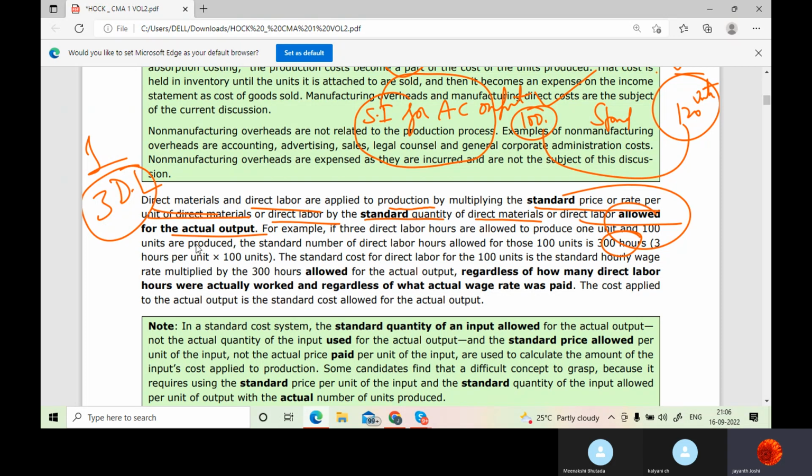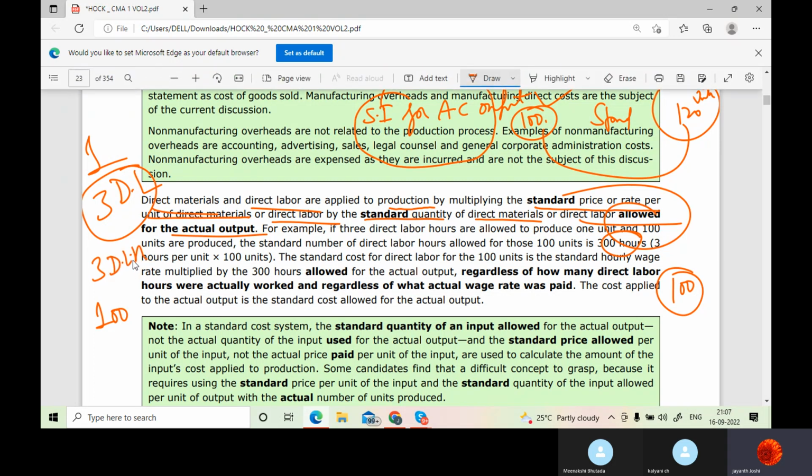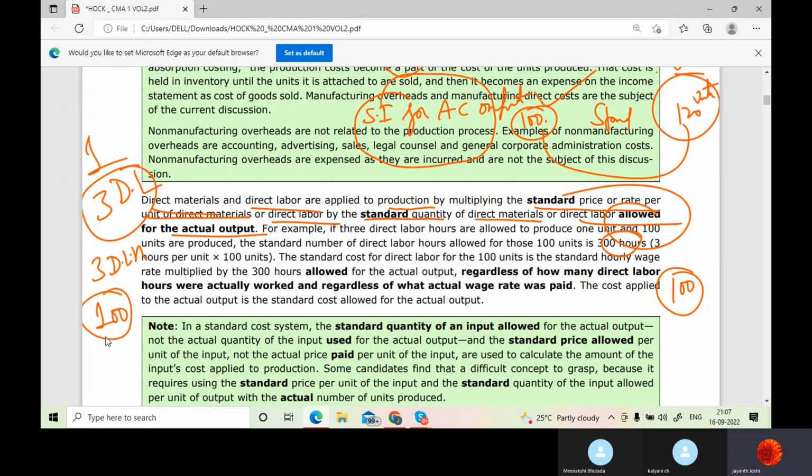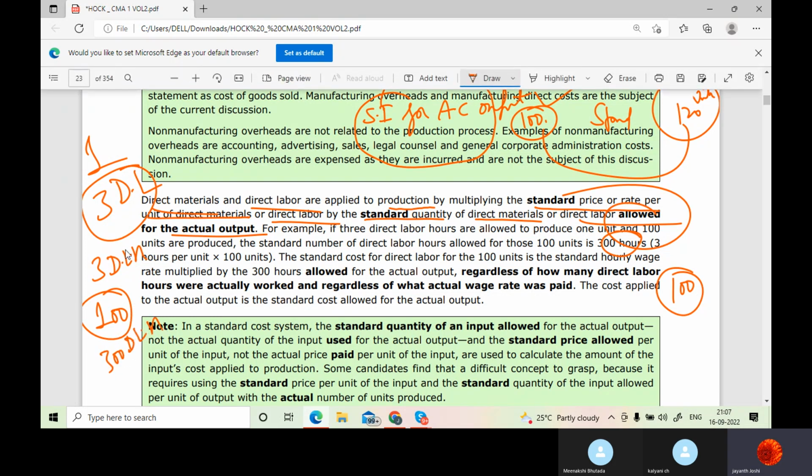Why? Because the 100 units produced is the actual output. So you understand standard input for actual output: what is the actual output you have made? 100 units. What is the input you want to give per unit? 3 direct labor hours are required to produce one unit. So for 100 units, 300 direct labor hours. Standard input for actual output would give you the cost.